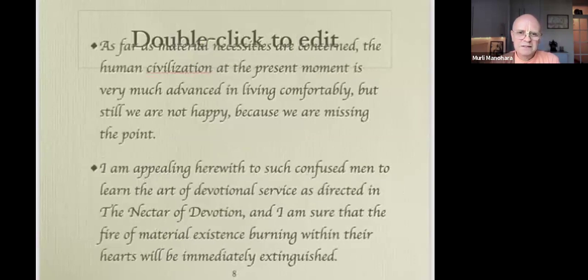As far as material necessities are concerned, human civilization at the present moment is very much advanced in living comfortably, but still we are not happy because we are missing the point. So Prabhupada here is calling out. He says, I am appealing herewith to such confused men to learn the art of devotional service as directed in the Nectar of Devotion. I am sure that the fire of material existence burning within their hearts will be immediately extinguished. So this is Prabhupada's mood and mission, to give this to people in general.